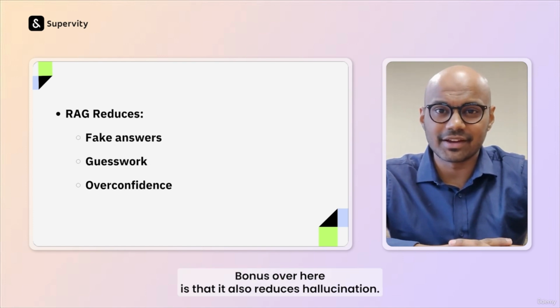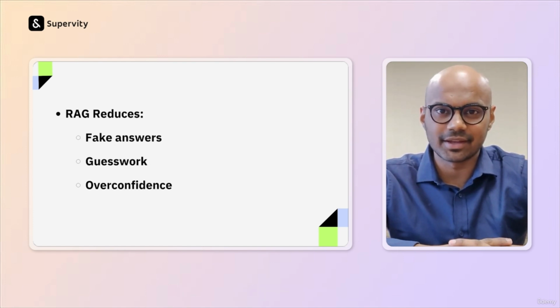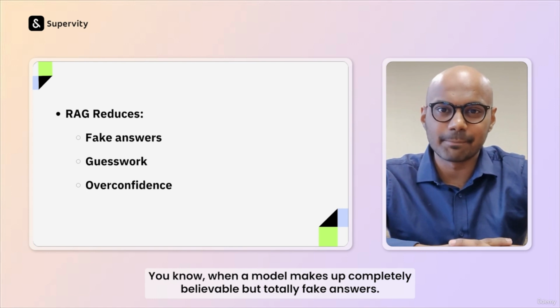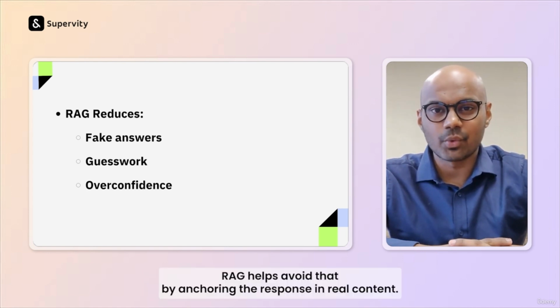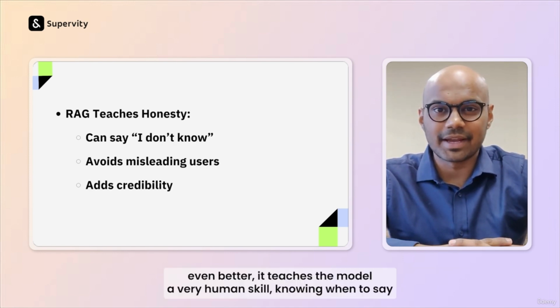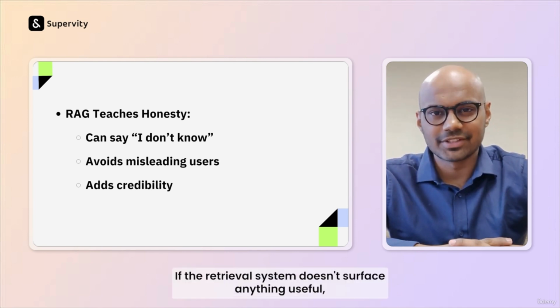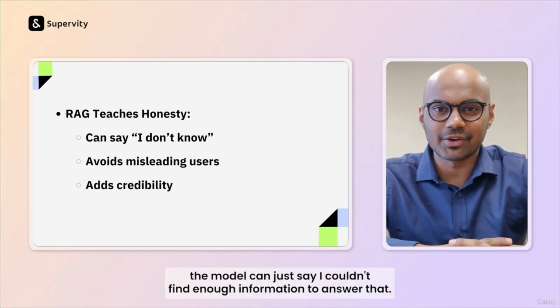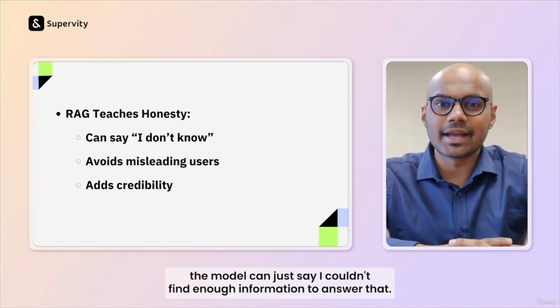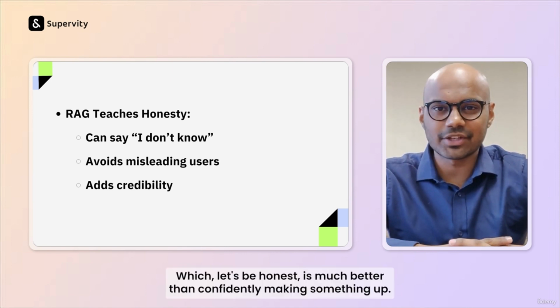Bonus over here is that it also reduces hallucination. You know when a model makes up completely believable but totally fake answers? RAG helps avoid that by anchoring the response in real content. Even better, it teaches the model a very human skill, knowing when to say, I don't know. If the retrieval system doesn't surface anything useful, the model can just say, I couldn't find enough information to answer that, which, let's be honest, is much better than confidently making something up.